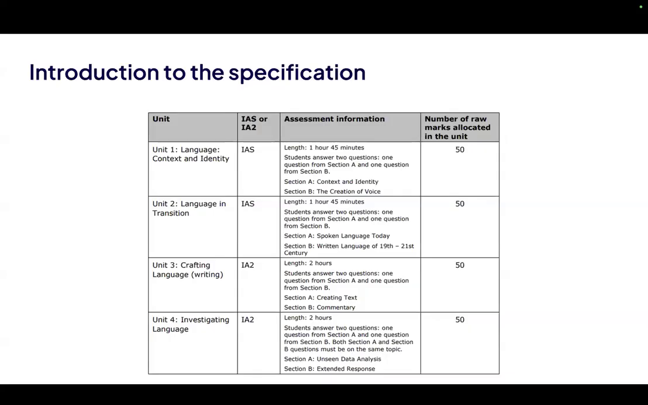So this week so far, I have gone over paper 1, which was language, context and identity, and today we're going to focus on paper 2, language in transition. This paper is the same length as paper 1, 1 hour 45 minutes, where the students answer 2 questions, the same as all the papers in fact, one from section A and one from section B. Section A, for the purpose of paper 2, is called Spoken Language Today. And section B is the written language of the 19th to the 21st century. 50 marks are available for this paper.